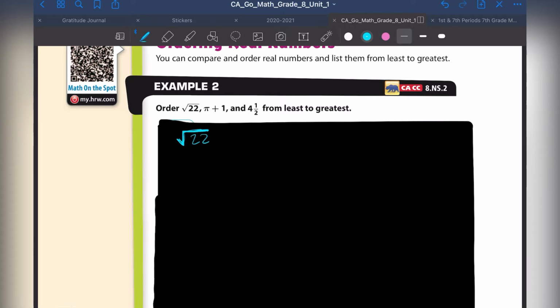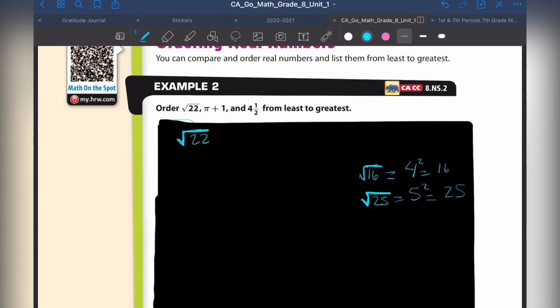Perfect squares. 4 squared is 16, I mean the square root of 16 is 4. And 5 squared is 25, so the square root of 25 is 5. And 22 is in between the square root of 16 and the square root of 25. So it's closer to the square root of 25.